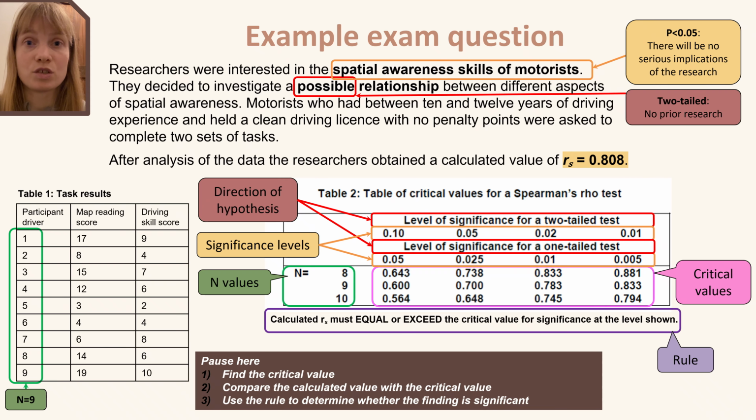Let's practice interpreting the kind of question you might see in an exam. You're told the test is 2-tailed, that the probability level is 5%, and the number is 9. Your job is to find the critical value, compare it to your calculated value, and decide if it's significant. Have a go at this now.